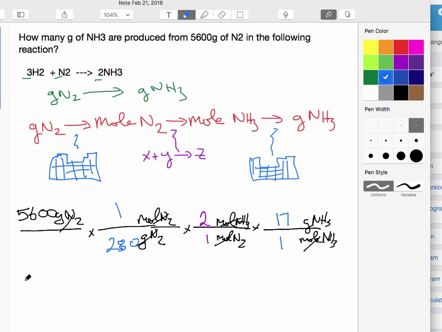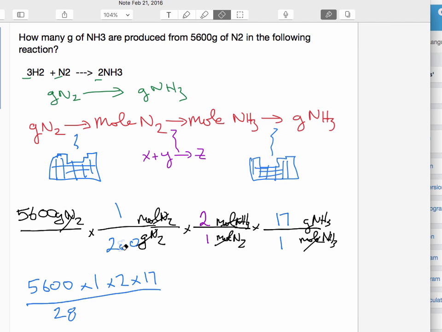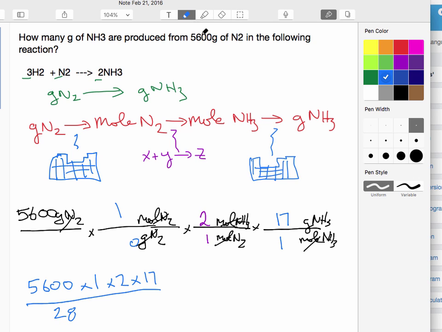We need to go 5,600 times 1 times 2 times 17, divided by 28. Sorry, that should read 28 a little more clearly. Would be nice. 28 times 1 times 1. And that's going to equal whatever our answer is.